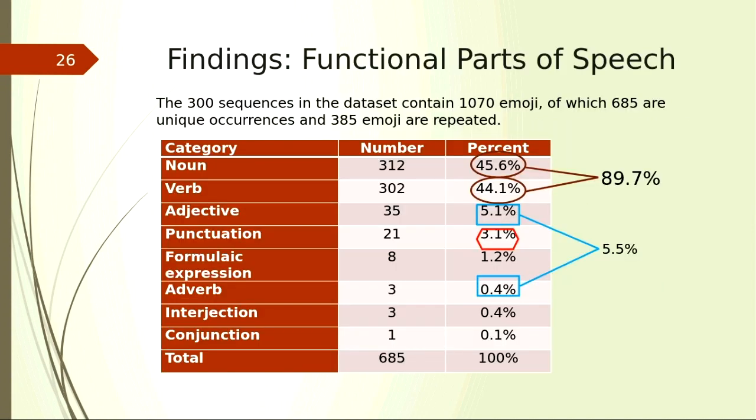So let's start with the parts of speech. There were 685 unique emoji in the sequences. And of these, just under 90% were nouns or verbs. And nouns and verbs were pretty much equally divided, 45.6% and 44.1%. Only 5.5% were adjectives and adverbs, and most of those were adjectives. There's a reason why there were so few adverbs that we'll touch upon later. And then I also would point out an interesting pattern. There were 21 instances where the emoji was functioning as punctuation, and this is consistent with observations that have been made, especially for emoticons, but also emoji, that they are conventionalizing as punctuation marks when they appear at the ends of utterances, as single emoji. So we found that also in the sequences.